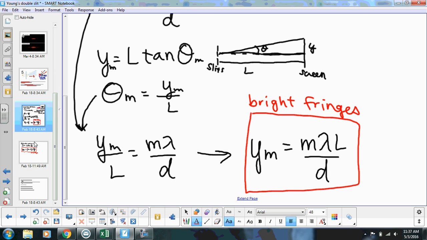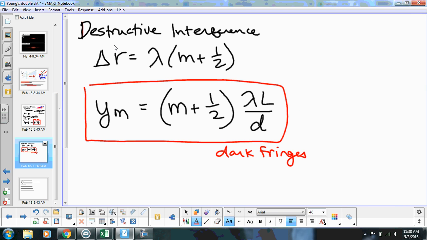Now, we also know that we will get destructive interference if our path length difference is equal to wavelength times m plus 1/2. So this is an odd multiple of half the wavelength. If you put a 0 here, you'll get 1/2. If you put a 1, you get 1 1/2. If you put 2, you get 2 1/2, and so on. When this occurs, you'll get a dark fringe. So this equation tells us the position of the dark fringes on the screen. And that is a short intro into Young's double slit experiment.